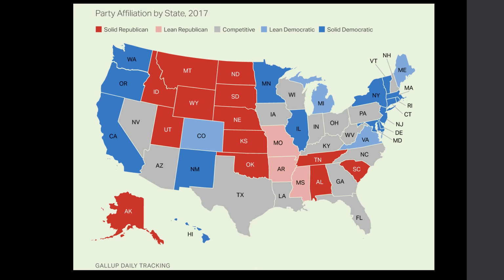Obviously, the deeper the blue, the more solidly Democratic that state would be. The lighter the blue, that means they lean Democratic. And the same is true with the red, right? The more solid red is solid Republican. The lighter shade here of red, which is essentially pink, would be lean Republican. And then those states in gray are those competitive states, which we would consider swing states. They could swing either way.